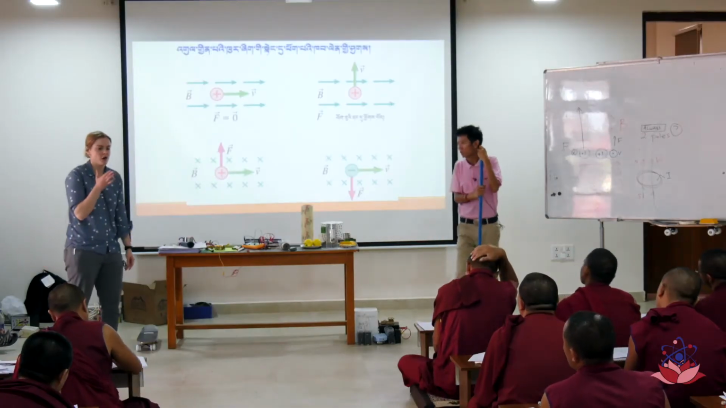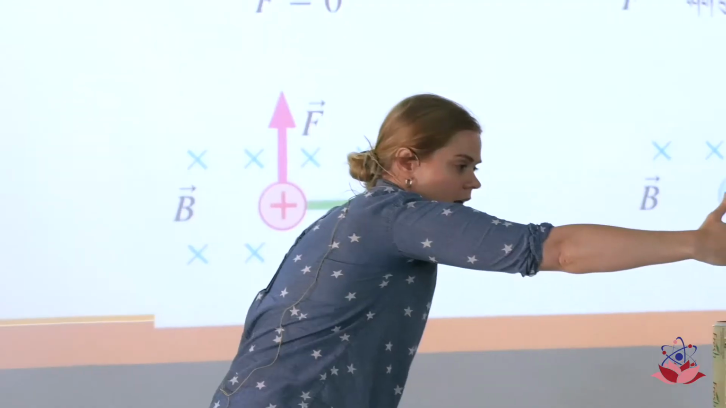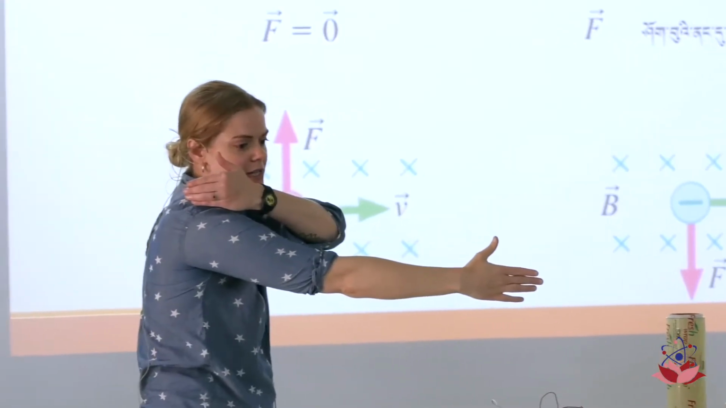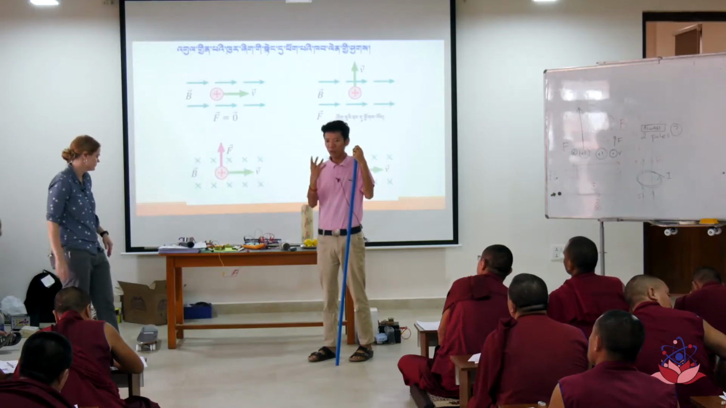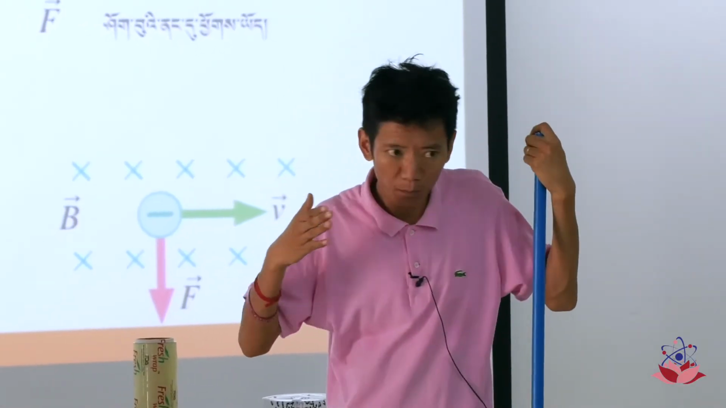So a positive charge moving or a negative charge moving to the right is basically equivalent to the other kind going to the left.